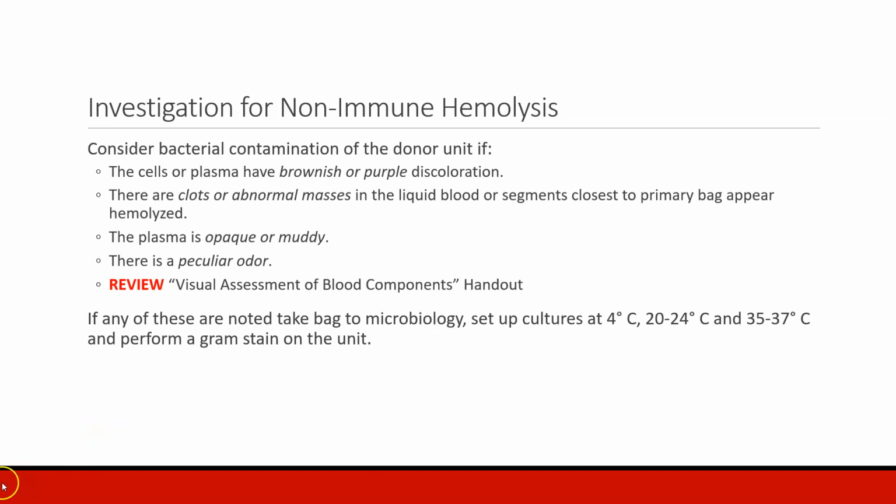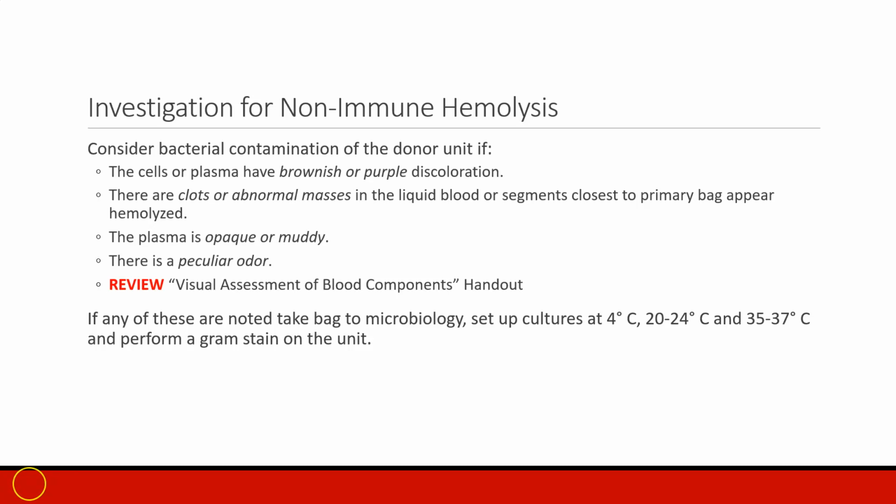What is the investigation for non-immune hemolysis? This is a non-antigen antibody reaction. Consider bacterial contamination of the donor unit. If the cells or plasma have a brownish or purple discoloration, if there are clots or abnormal masses in the liquid blood, or the segments closest to the primary bag appear hemolyzed, and if you don't know how to do this, you need to get assistance from a more senior tech.